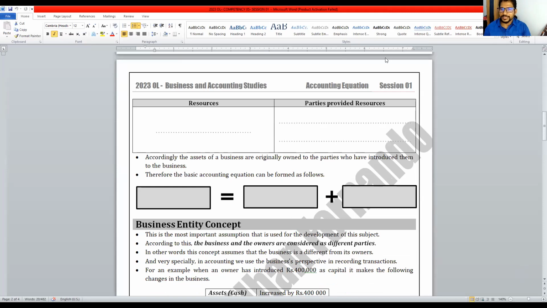Right, great. Now listen to me. Accordingly, I wanted to highlight this part in the tutorial. The assets of a business, highlight this one, are originally owned by the parties who have introduced them to the business, isn't it? They are owned by two different parties. And this is how you recognize the basic accounting equation.